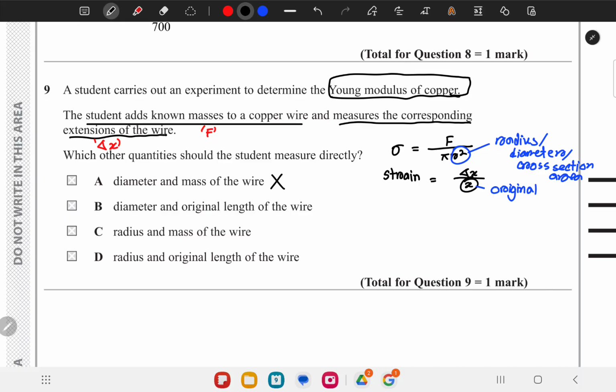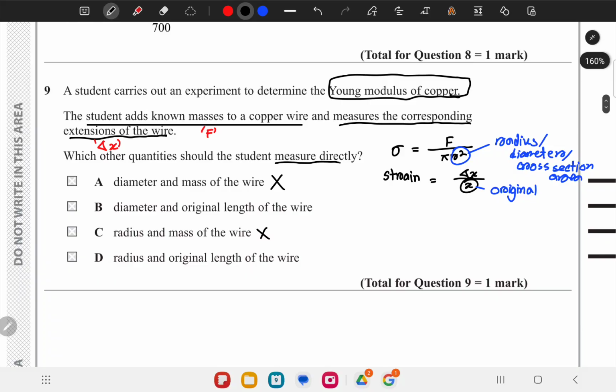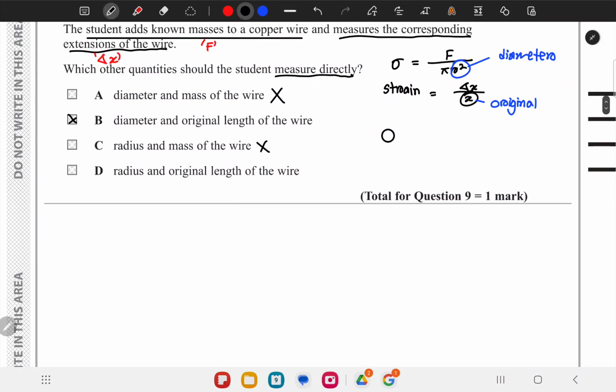In this we don't find the original length. Oh, we are told that they have to measure it directly. If we are told that we have to measure it directly, it has to be diameter. We cannot cut the wire in half and then measure its radius directly. So if I have a wire, I cannot measure its radius directly. I have to measure the diameter and then divide it by 2 to find the radius. If I wanted to find the radius directly, I'd have to slice the wire in half and then measure it. So it would be diameter and original length of the wire. Option B again is the answer.